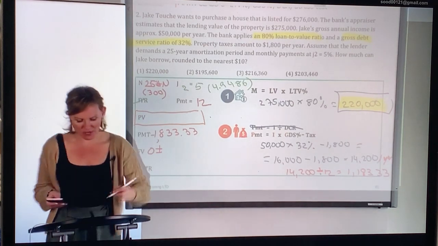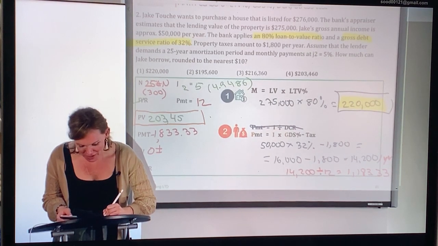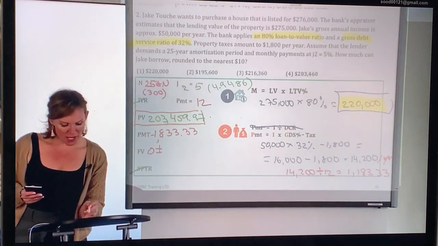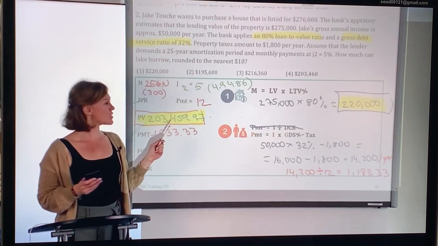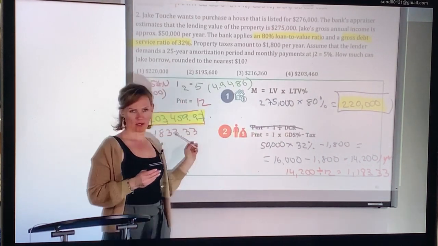Let's press PV and see how much it comes up to. So my PV came up to 203,459.97, okay? So 203,459. This is my constraint based on his personal income. So what is the lender going to do now? What is he going to do? He's going to take that as the answer. He's going to take it and compare that with the first number, right?